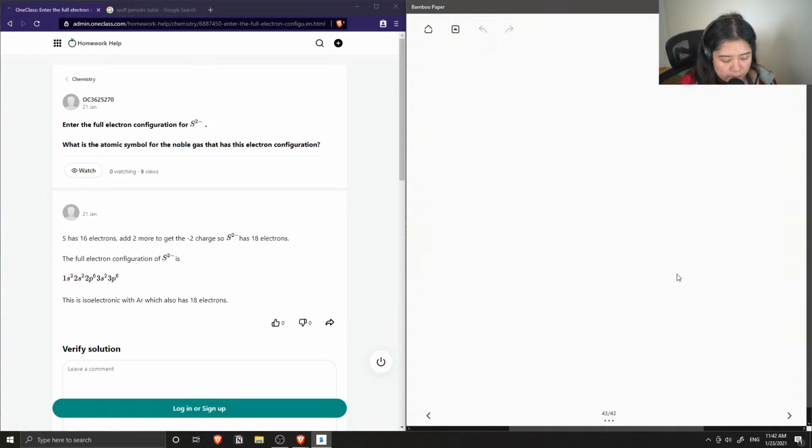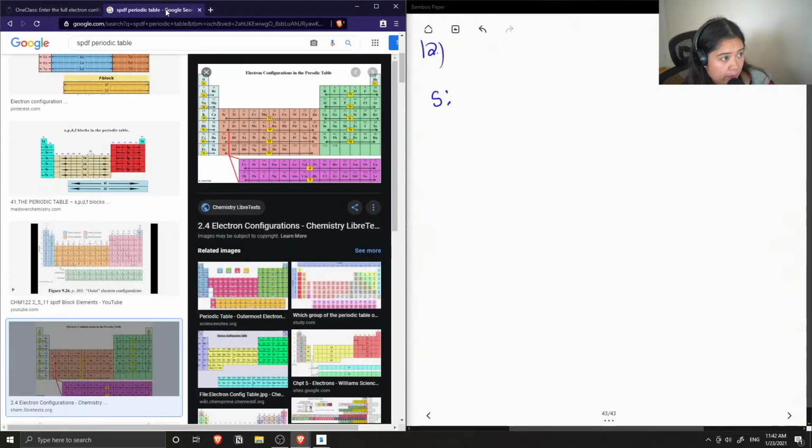Okay, so question number 12. Enter the full electron configuration for sulfur 2-. What is the atomic symbol for the noble gas that has this electron configuration? So first, let's write the electron configuration of just a ground state sulfur atom.